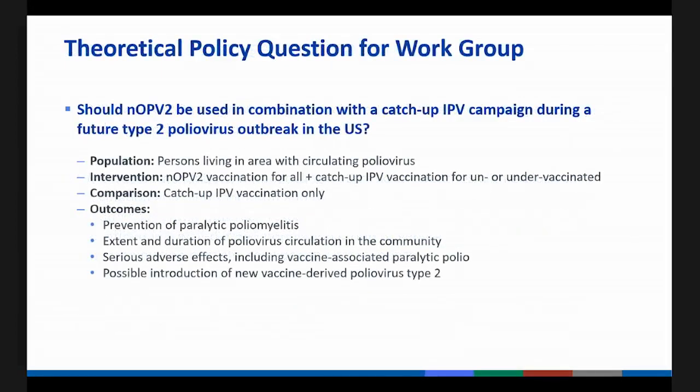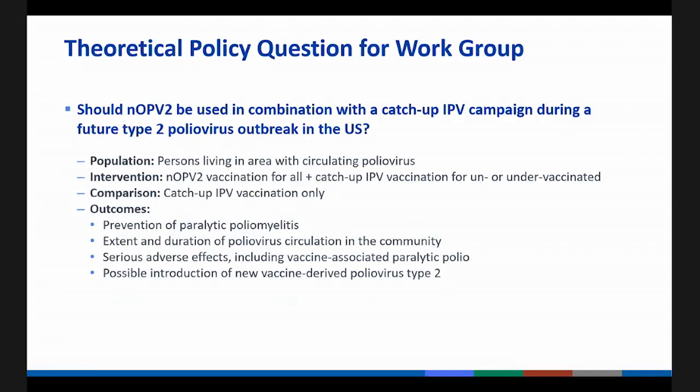The New York outbreak had already waned at the time of the work group discussions, so the question the work group took up was really a theoretical one. Should NOPV2 be used in combination with a catch-up IPV campaign during a future type 2 poliovirus outbreak in the US? And just to clarify, the population that we were considering would be persons living in an area with circulating poliovirus. The intervention would be NOPV2 vaccination for the general population, in addition to catch-up IPV vaccination for un- or under-vaccinated persons. And that would be compared to the intervention that would just be catch-up IPV vaccination only.